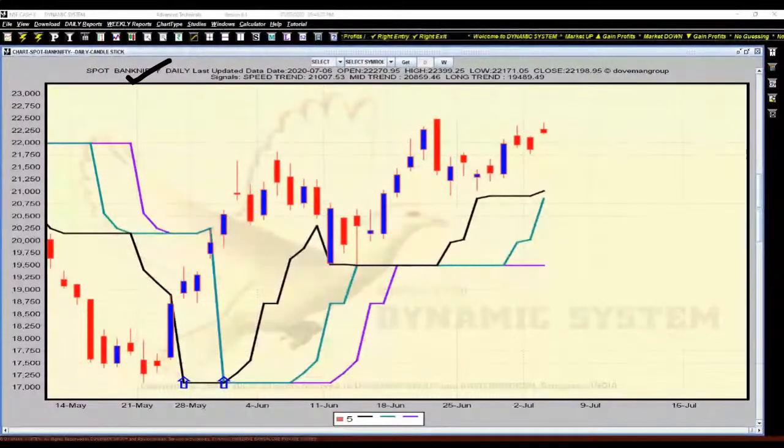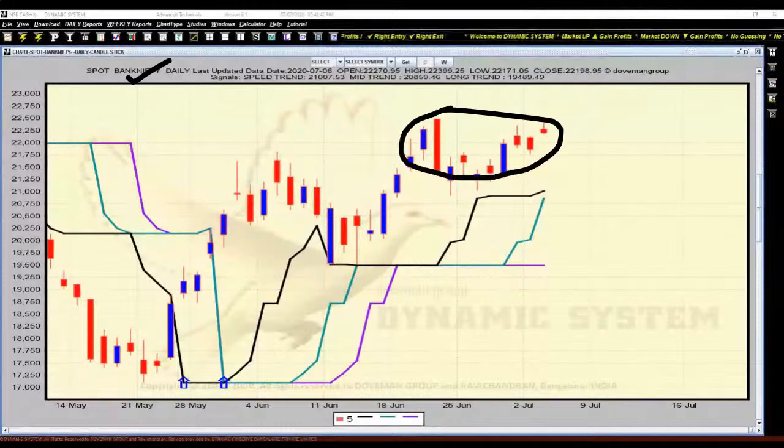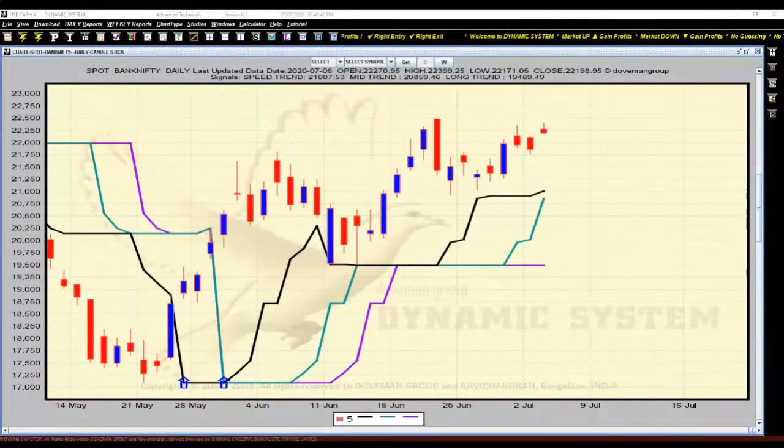Now this is the price movement. You are able to see every day's price movement here. Now along with this, there are three lines that you can see here. One is a black line, we call it speed trend.